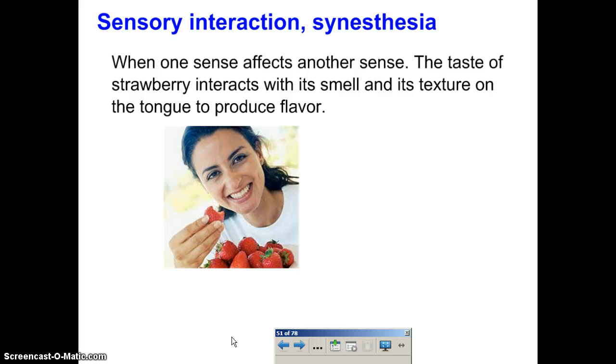Sensory interaction, or synesthesia, occurs when two senses combine. Some people say they can taste colors or see sounds. These rare occurrences would also be synesthesia.